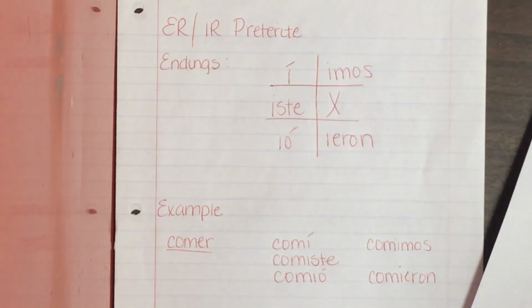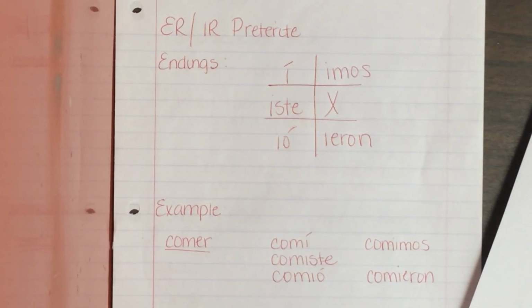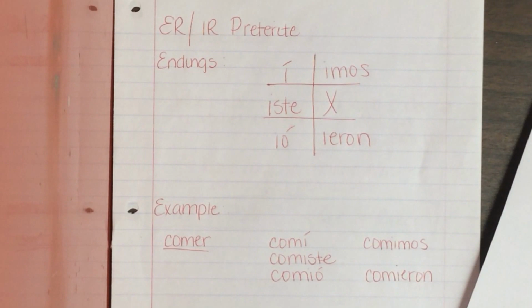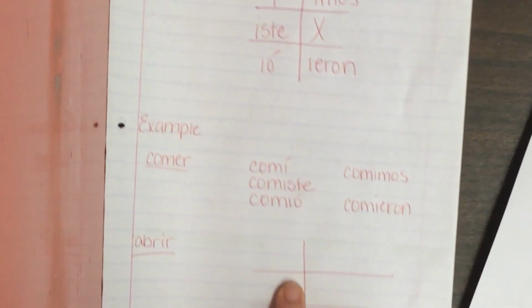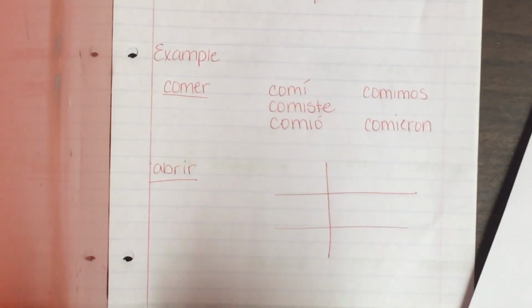So for example, here's our first example, comer. It's comí, comiste, comió, comimos, and comieron. I'd like you to go ahead and on your own, please practice with abrir.